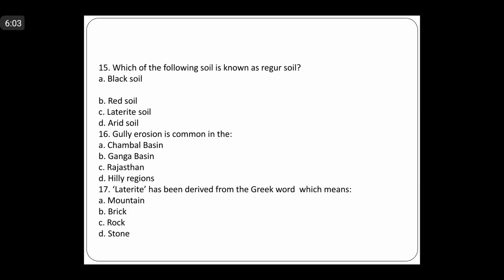You cannot say that these other options like mountain, rock, and stone can be easily cut into blocks for building. Right. So this is what laterite has been derived from, the word which means brick. Got it? Other rock, stone, and mountain cannot take the shape of brick. Even when you cut them, they cannot take the appropriate shape like brick. So this is responsible for brick cutting, or taking brick-shaped blocks.